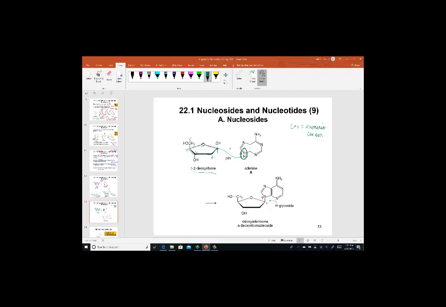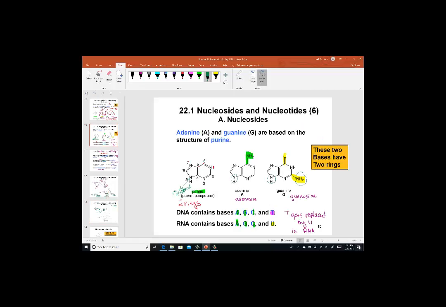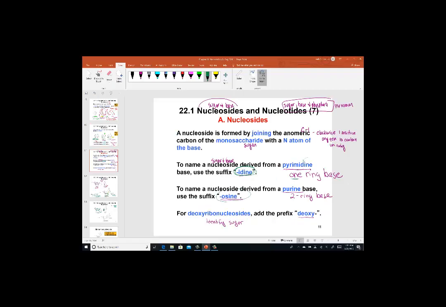Notice at carbon number 2, we're lacking the oxygen. So now I know that it's deoxyribose. Now, how do we know how to draw adenine? Well, that's the part I'm challenging you to study. You have to know, okay, adenine is one of those 2 bases that has 2 rings. Guanine and adenine, A and G, have 2 rings. Its parent is purine. And we said when we are naming these, the purine as a parent gets named with the suffix osine. We wrote that on this slide.